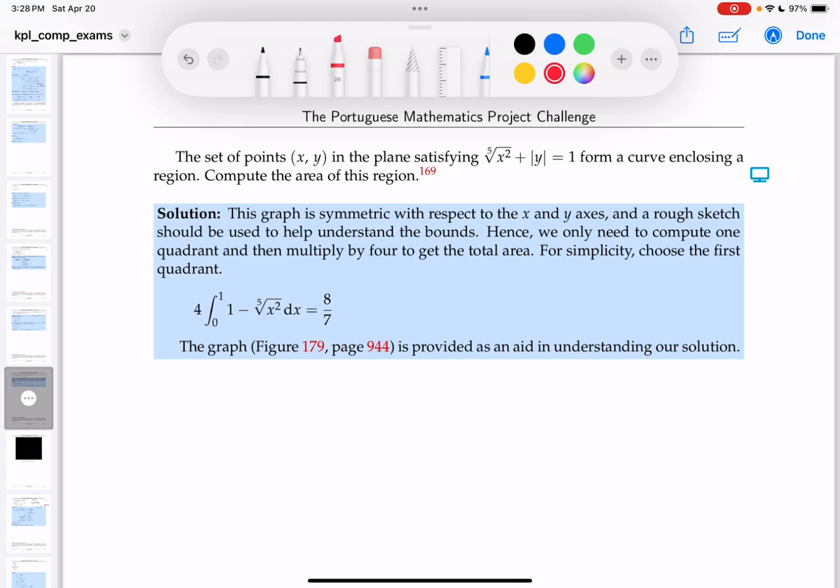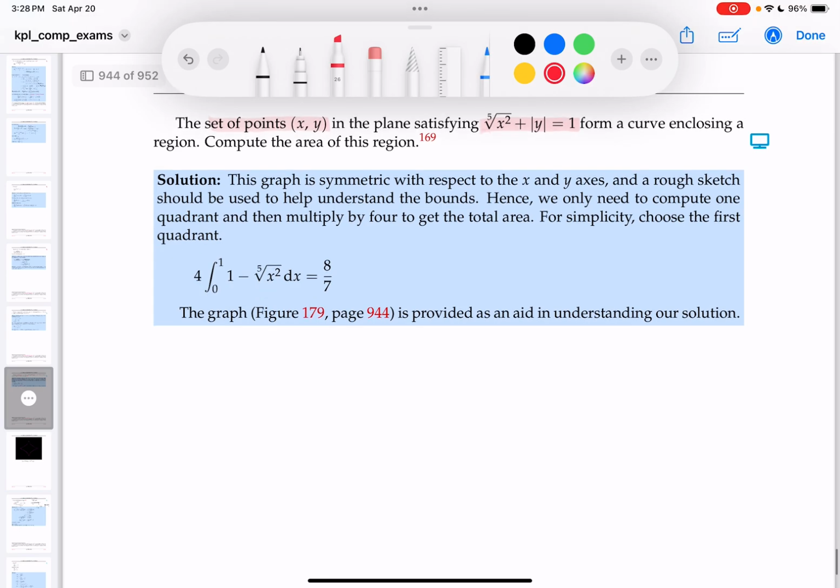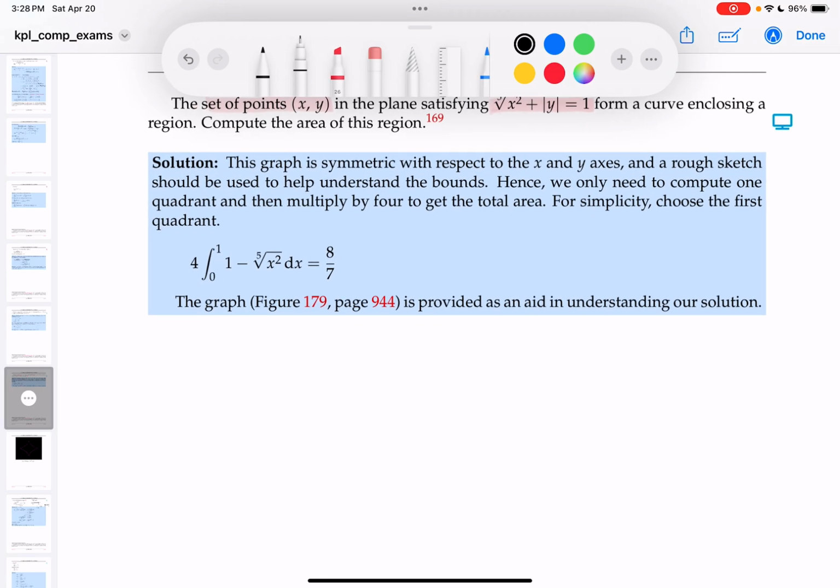Okay, this is a set of points x, y, satisfying this condition over here. It says it forms a curve enclosing a region. Well, I've got to figure out what that region looks like, and I want to compute the area of that region. All right, so what I would do here is make an image of it.